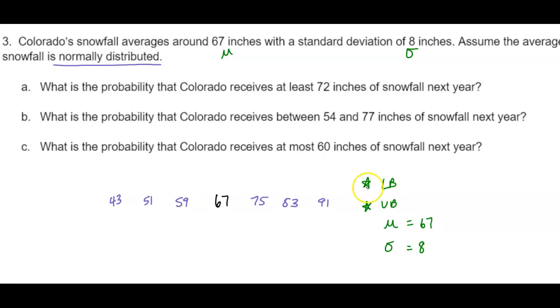All right, now I'm going to go back and forth between the graphing calculators to remind you how to put these in. In the first one, we want the probability that Colorado receives at least 72 inches of snowfall per year. Now, at least implies 72 or more. So in this case, we want our lower bound to be 72. And we want our upper bound to be something really large. We don't have infinity, so we're just going to say it's a million. All right, so this is what we're going to put in our calculator. Now, like I said, the mean is 67, the standard deviation is 8. That's not going to change for any of these problems.